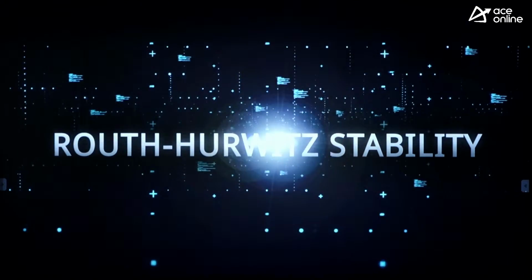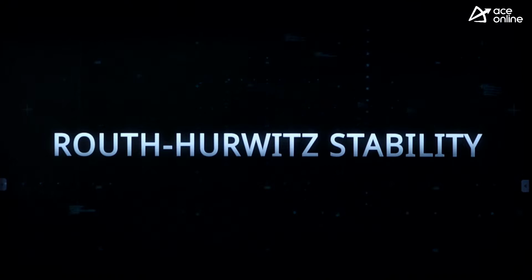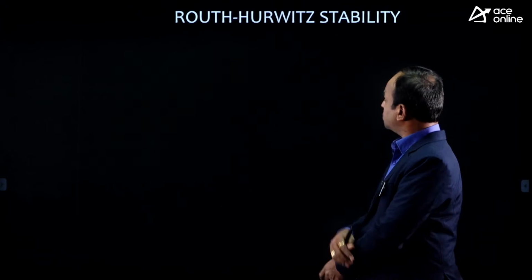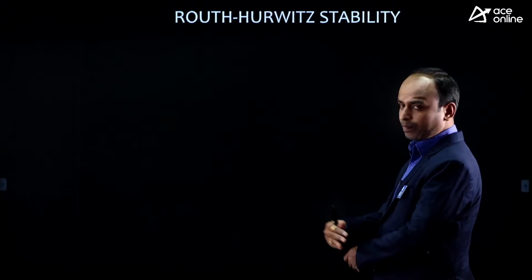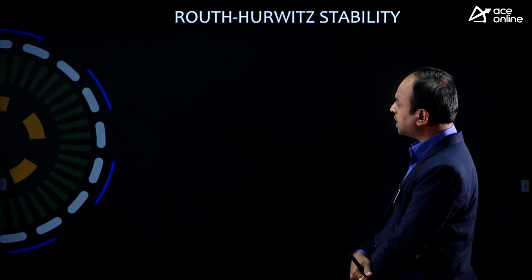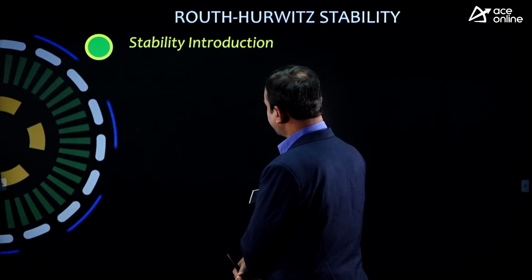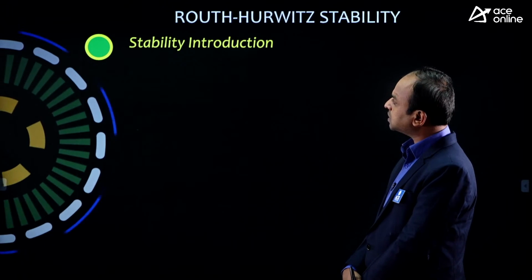Today I am going to teach some important questions related to the Routh-Hurwitz stability method. To find the stability, one of the scientists is Routh-Hurwitz. So we will discuss stability. What are the important topics in the Routh-Hurwitz stability chapter? Stability introduction. What is a stable system? What is an unstable system? What is a marginal stable system?